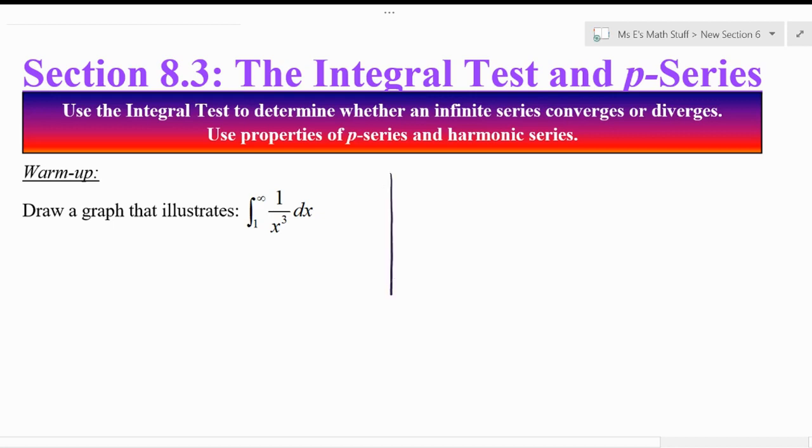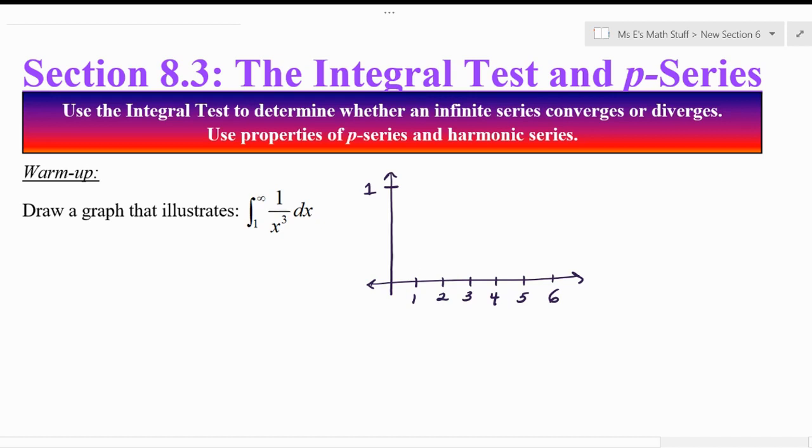Friends, let's get started. To graph this, I think I'll make a wide scale there for the y-axis. Okay, so let's go ahead and just graph this thing.